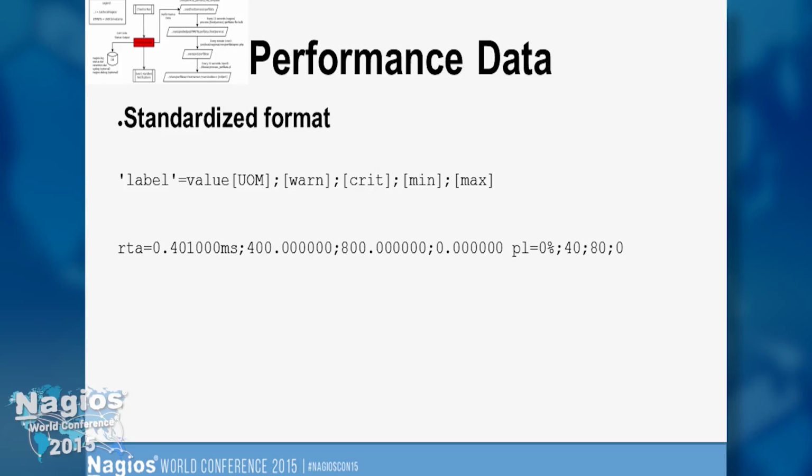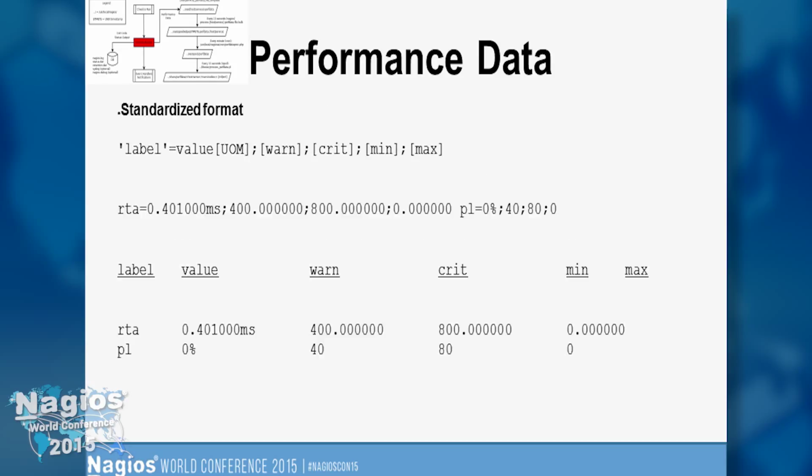And the same is for packet loss. So PL equals 0%, right? We've got no packet loss, which is good. We want to warn if we have 40% packet loss, and we want to go critical if we have 80%. Pretty standard. So kind of broken down, it looks like this. Label, value, warn, crit, min, max.